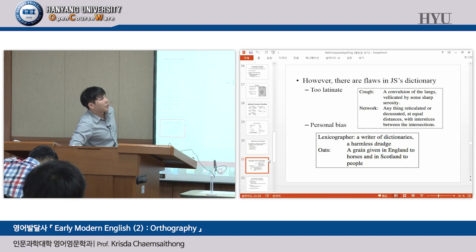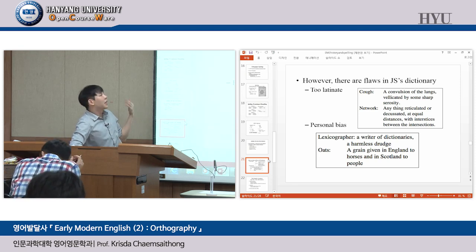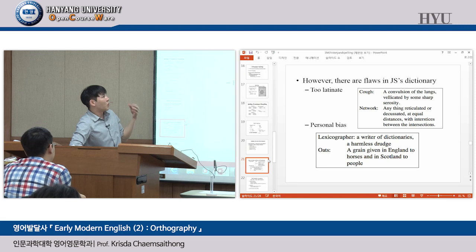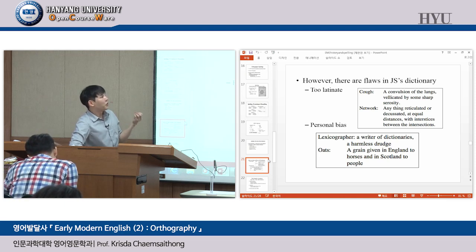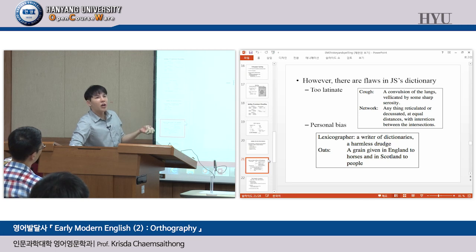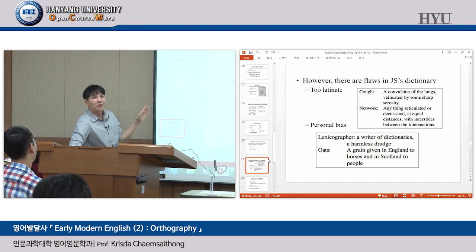Now, however, there are flaws in Johnson. JS is Johnson's dictionary. Flaws meaning weaknesses, right? Because one is too Latinate, meaning the definition is based on Latinate words from Latin. For example, how do you define the word cough, right? How do you define the word cough? A convulsion of the lungs vesicated by some sharp serosity. You imagine people who wanted to know the meaning of the word cough, and when they read the definition, oh, convulsion, vesicated, and also serosity.